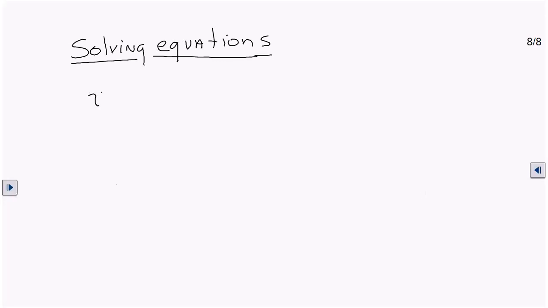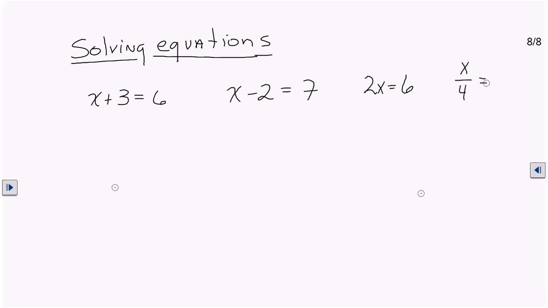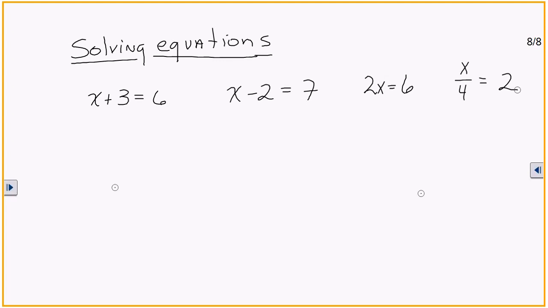X plus 3 is equal to 6. X minus 2 is equal to 7. 2x is equal to 6. And x over 4 is equal to 2. Now, those are four basic operations. Behind those basic operations is the equal sign. And the equal sign means that whatever you do on one side, you do on the other side.